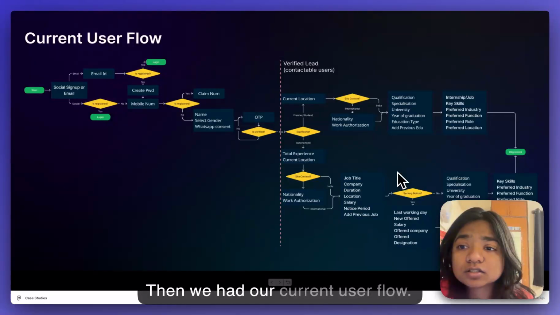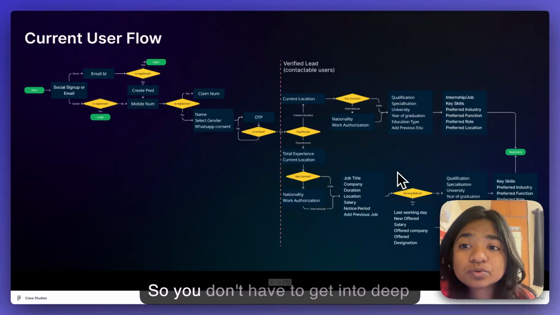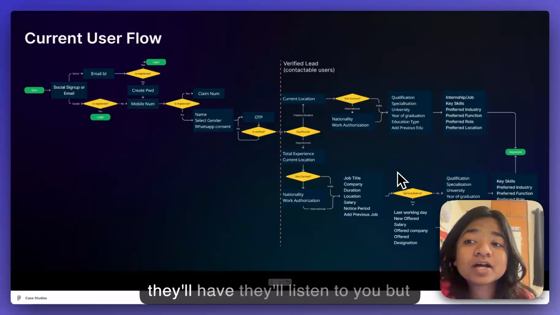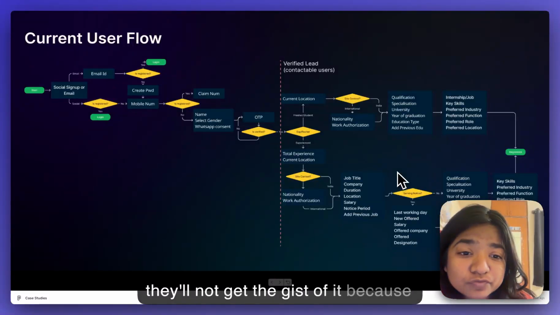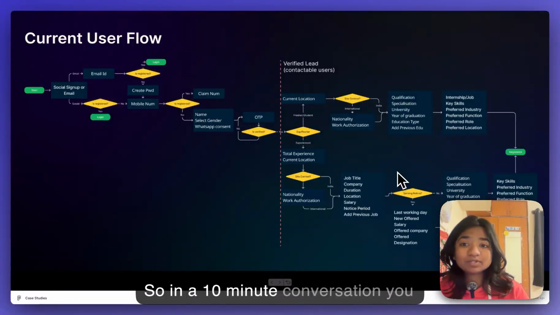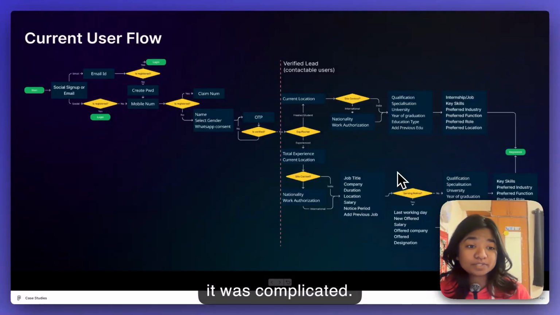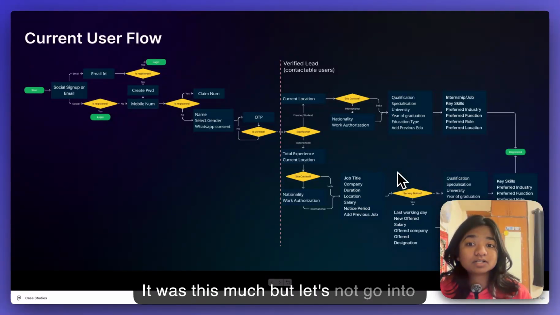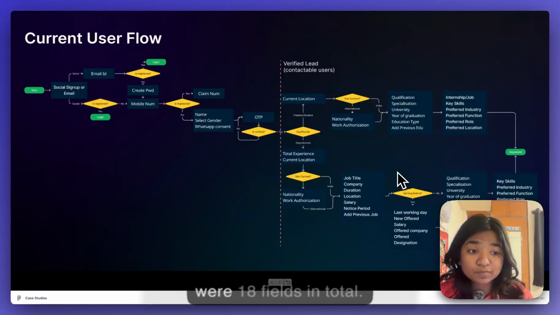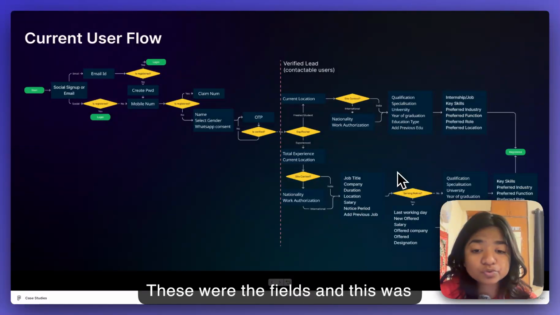Then we had our current user flow. If you see, it's very complicated, right? So you don't have to go deep into what was there. They'll listen to you, but they won't get the gist of it, because you have spent months on your project, but they haven't. In a 10-minute conversation, you can't tell them the whole thing, but you can show them that it was complicated, it was this much, but let's not go into details. You could just give an overview. For example, there were 18 fields in total. These were the fields, and this was the user flow which was going on.